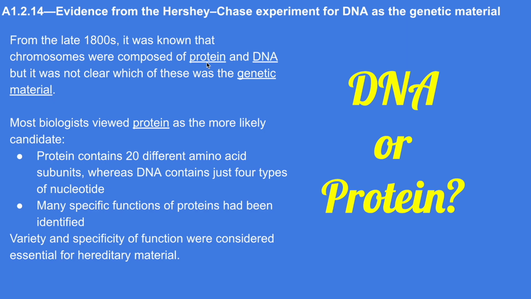Now, proteins are made up of 20 different amino acid subunits or building blocks, whereas DNA contains just 4 types, those A's, T's, C's, and G's we just talked about. And many specific functions of proteins had already been identified by this time. So for these 2 reasons, most biologists viewed protein as the more likely candidate. 20 building blocks is a lot more to work with than only 4. Variety and specificity of function were considered essential for hereditary material.